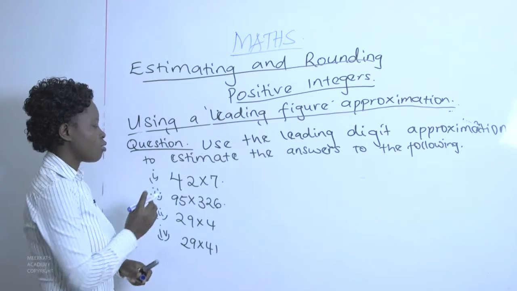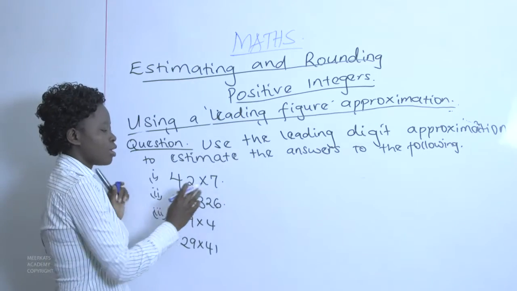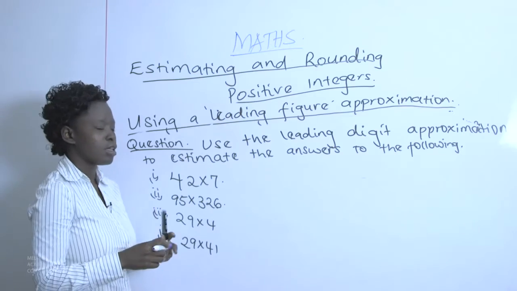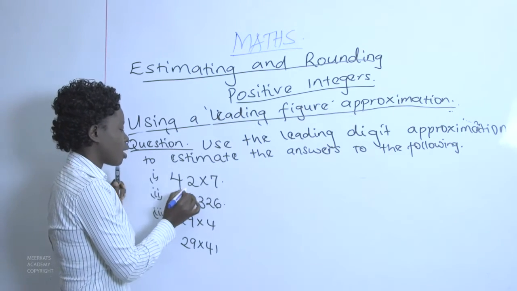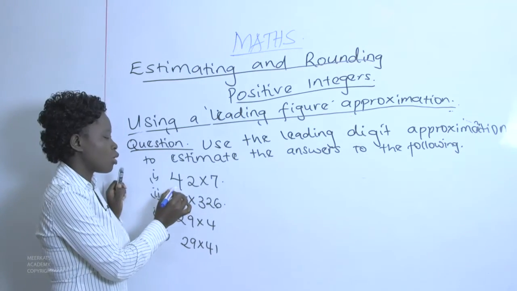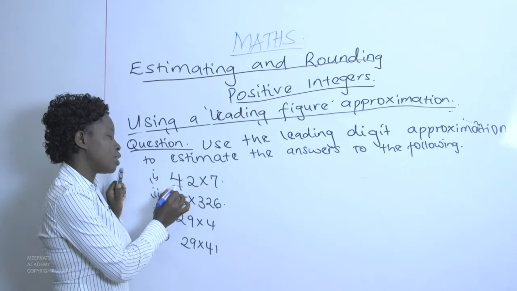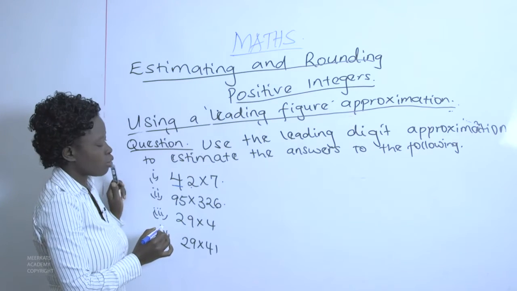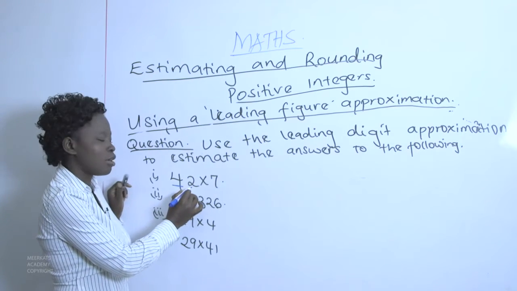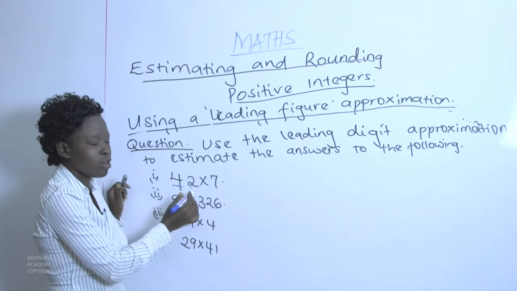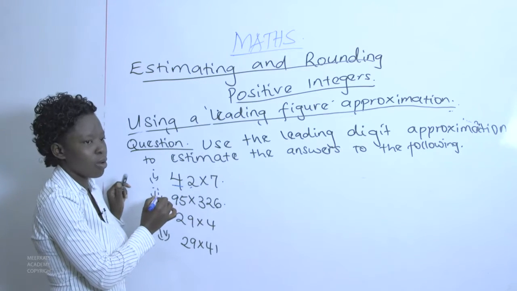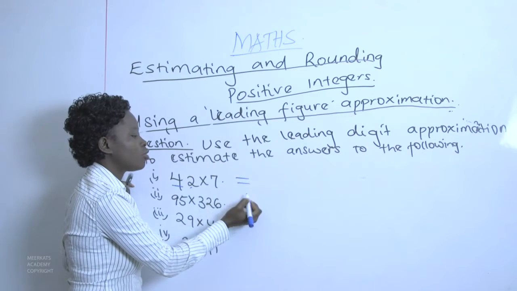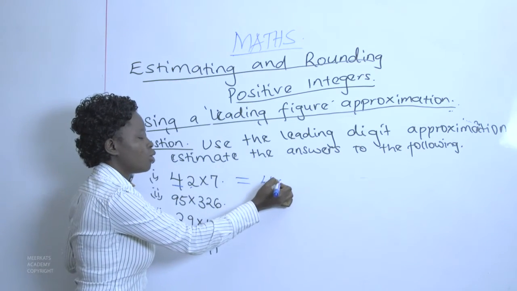The first one we have is 42 times 7. So we need to identify which ones are our leading digits in each case. In this case, we have the number 42. In 42, our leading digit is 4. Then the next digit is 2. You discover that 2 is less than 5. Being less than 5, it will round our figure down, so 42 will be rounded to 40.